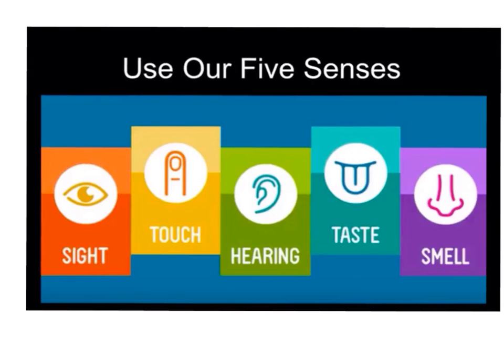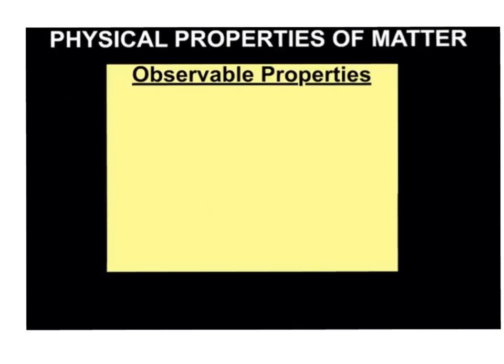So when we observe physical properties, we're talking about observing with our sense of sight, our touch, our hearing, our taste, and our smell. Those are our qualitative observations. So I'm going to fill out a chart like this as we move through this short video, and we'll add different properties that matter may be described by, the physical properties of matter.